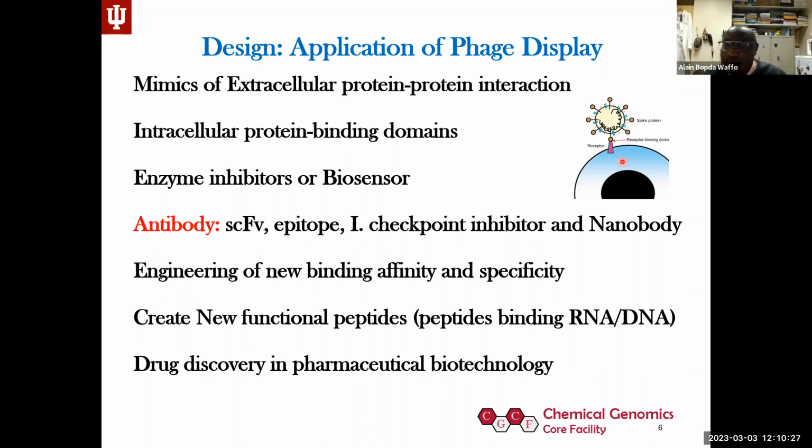Also, I will talk about some of the nanobody. Nanobodies are some kind of single chain fragment antibody produced in some type of animal. Same thing, if you want to have some new binding affinity to a specific target, we can serve you. We can also create some new functional peptides that bind some domain of RNA or DNA, and also anything that has to do with drug discovery.